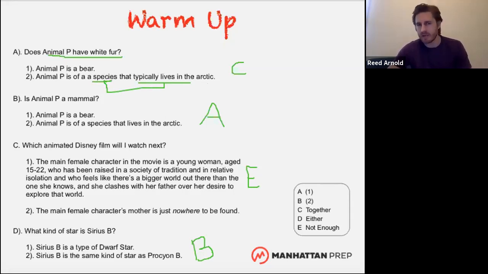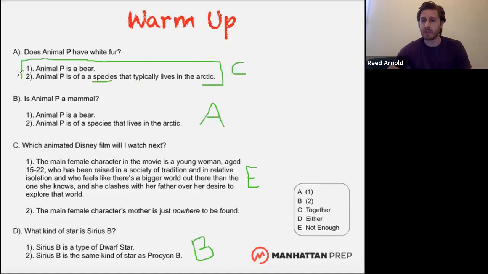And the answer is white, barring a genetic mutation, which is just not the point of the exercise. So it does not matter if there are other species in the Arctic that don't have white fur when I take these two together, because I'm only thinking about bears. Okay, I'm thinking about bears from the Arctic. They have white fur. Okay, is animal P a mammal?